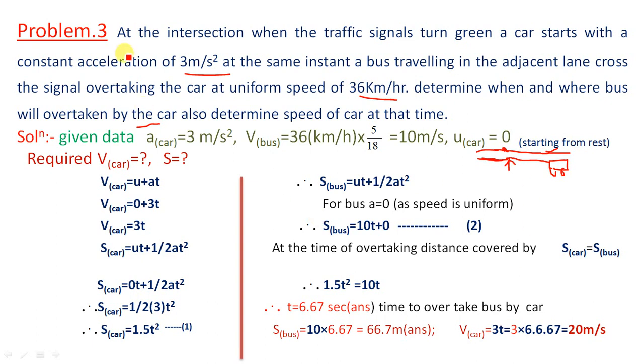So got it? Here the given data: the acceleration of the car is 3 meter per second square. When it is starting from rest, the acceleration of the car is 3 meter per second square.